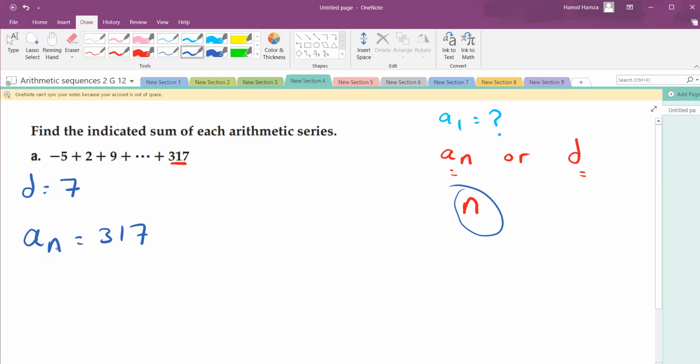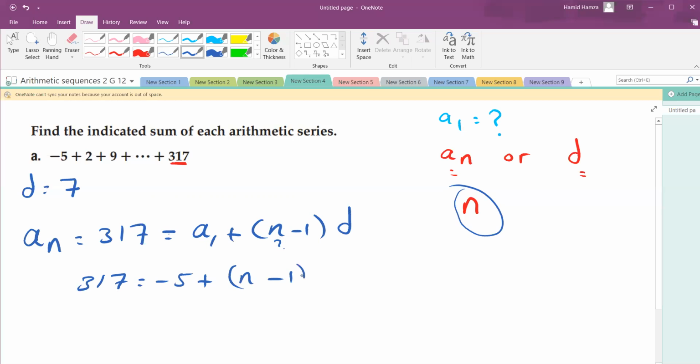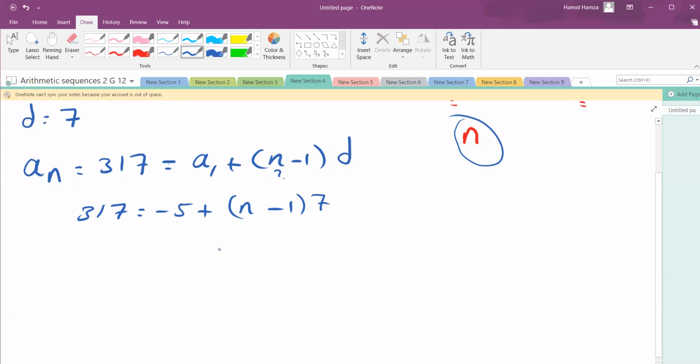And I don't write its order here because n is missing. So I'm looking for n. I'll write the general formula: a1 plus n minus 1 multiplied by d. All is known except n. Just substitute, so it will be 317 equals a1, which is negative 5, plus n minus 1 multiplied by d, which is 7. Expand the bracket, collect like terms, and add.